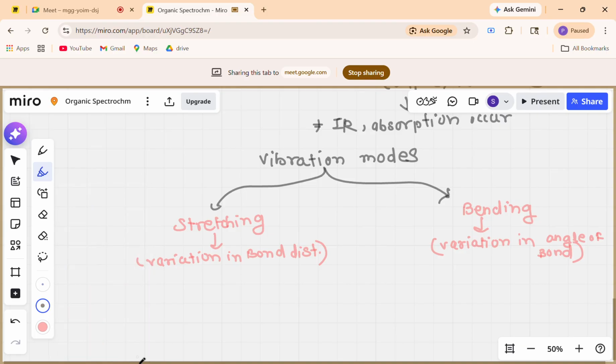So now it's clear. Chandana, who asked, I forgot, what's the difference between stretching and bending vibration mode? Yes, Makhi. Yeah. Yes, ma'am.